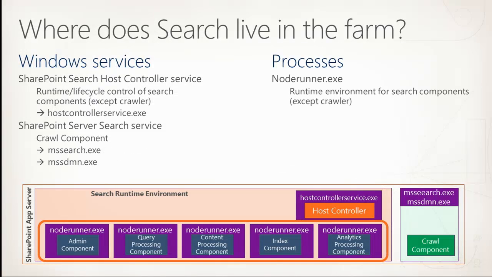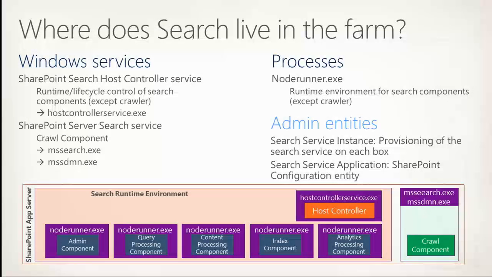As I mentioned, the node runner processes are the containers for the search components, except for the crawler. And then there's another entity within the search topology. It's called the admin entities, and these are the search service application and instances. These aren't processes per se; they are simply configuration objects within the SharePoint 2013 environment. So these exist within the crawl database and crawl admin database. They're not actual processes.